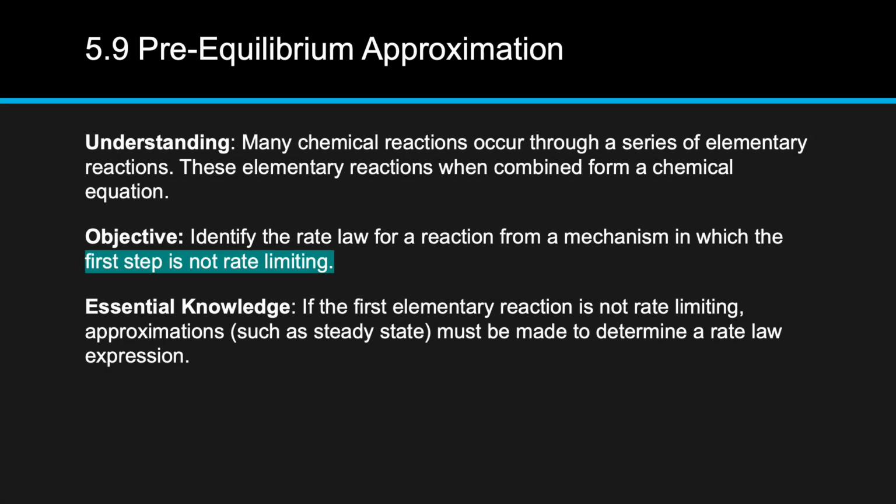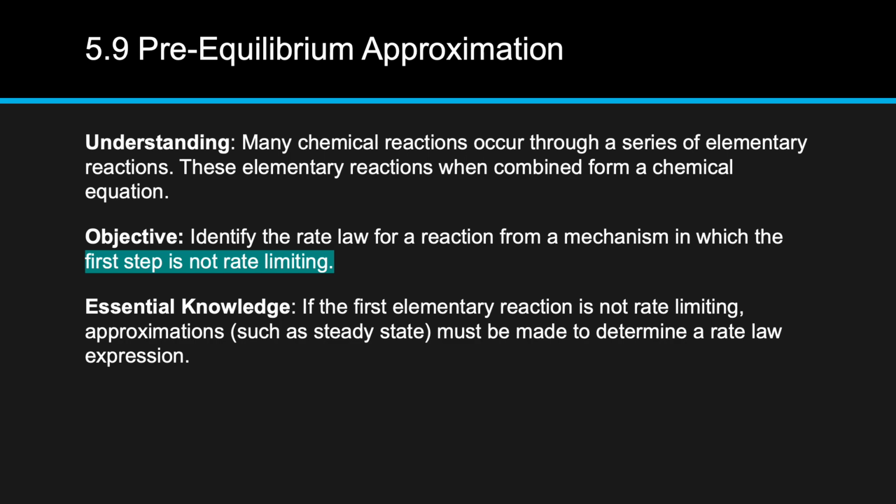All right, hello everyone, and welcome to our 9th lesson in Unit 5, which is on pre-equilibrium approximation. In this lesson, we're continuing our work with reaction mechanisms, but now we're focusing on cases where the first elementary step is not the rate-determining step. Sometimes the mechanism begins with a fast reversible step that quickly establishes an equilibrium before the slower step occurs. Even though that first step happens early, it doesn't control the overall rate. The slow step still determines the rate law.